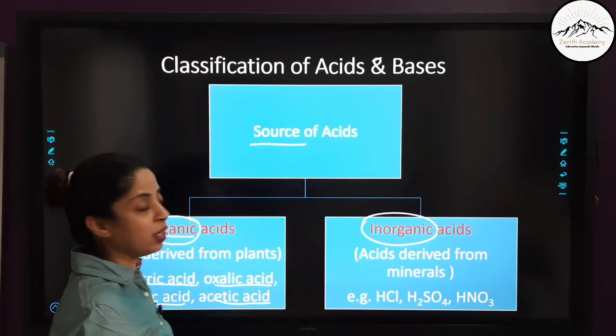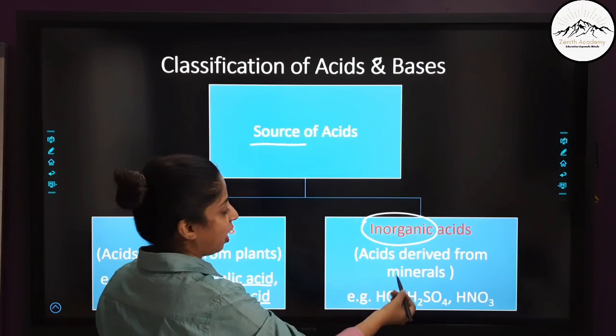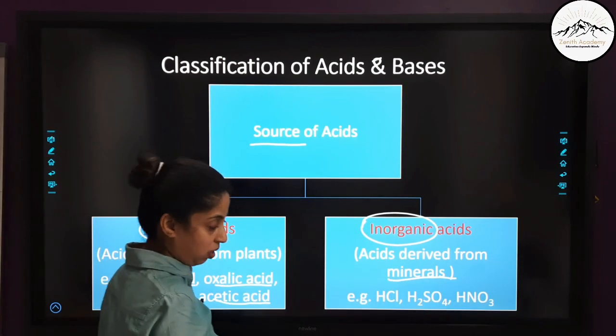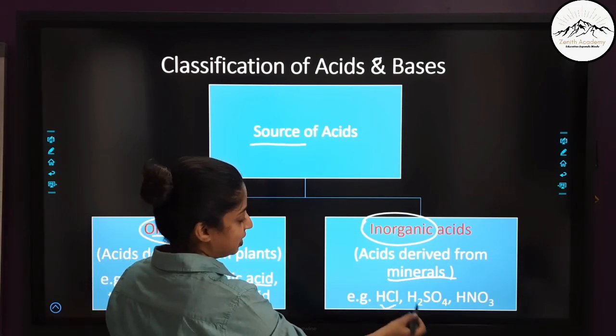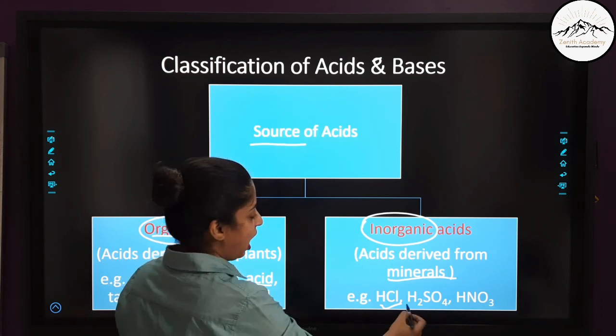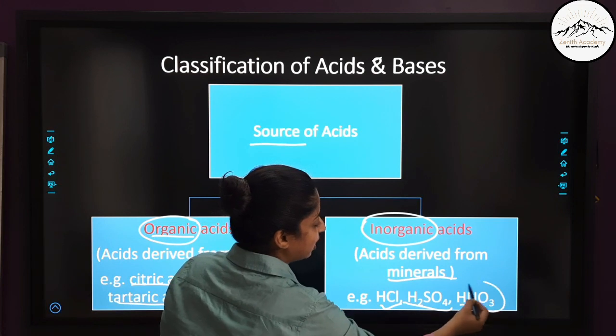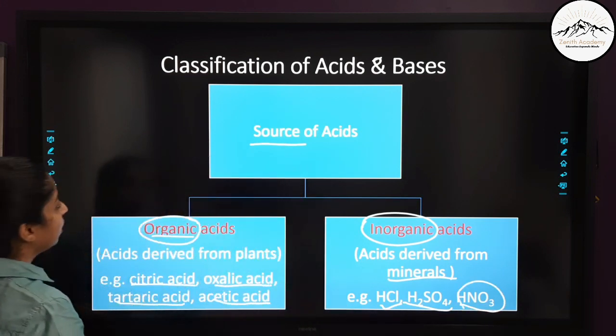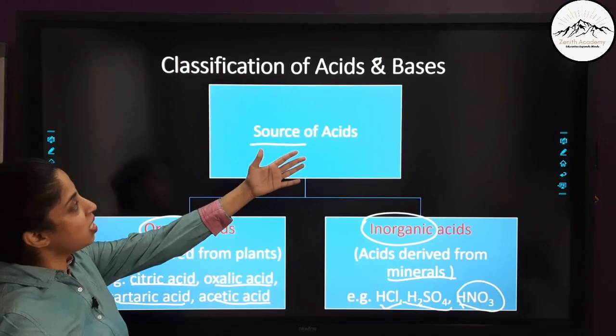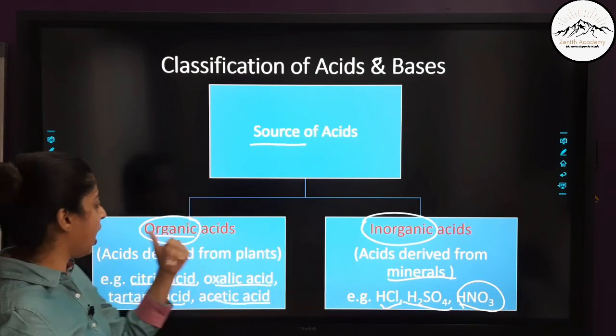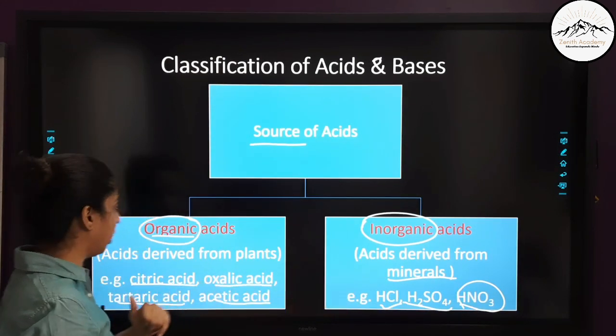Now let's go to inorganic acids. These are acids derived from minerals. Examples: HCl, that is hydrochloric acid, H2SO4, that is sulfuric acid, and HNO3, that is nitric acid. So the acids are classified on the basis of source as organic and inorganic.